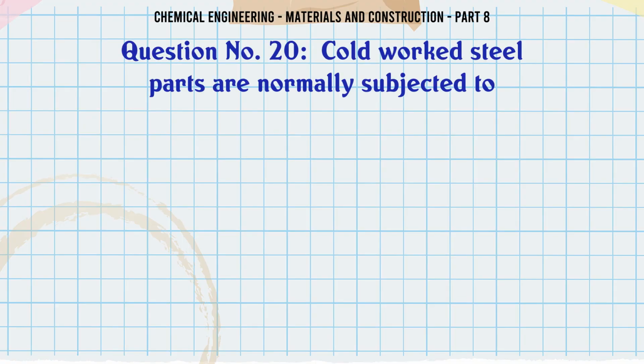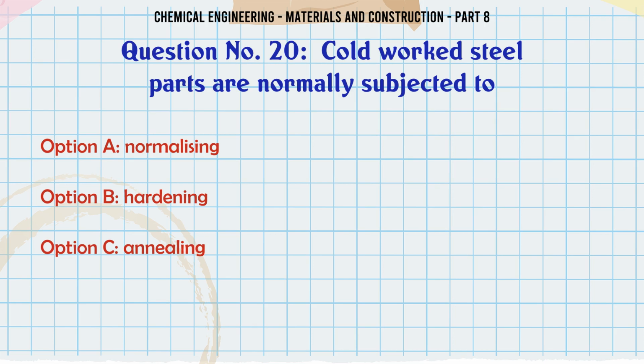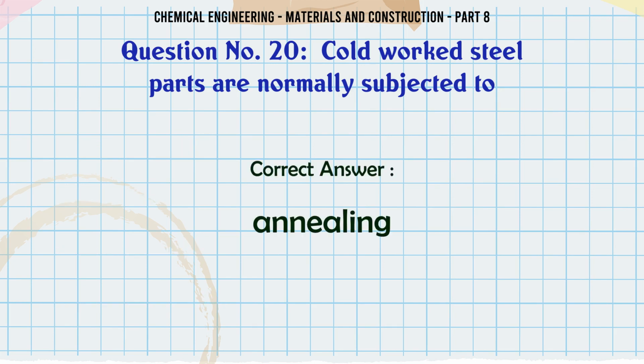Cold worked steel parts are normally subjected to: A. Normalizing. B. Hardening. C. Annealing. D. Shot peening. The correct answer is annealing.